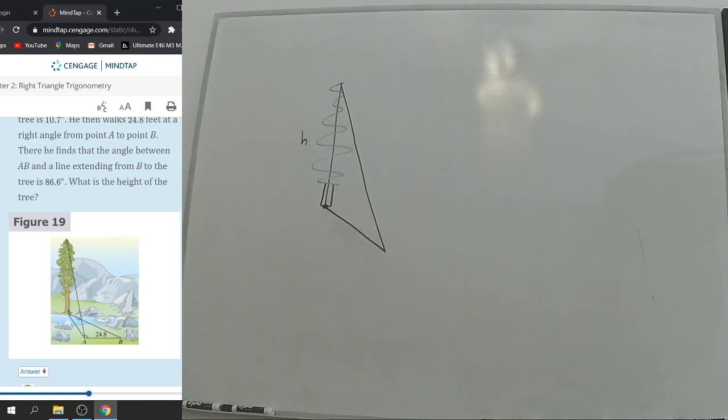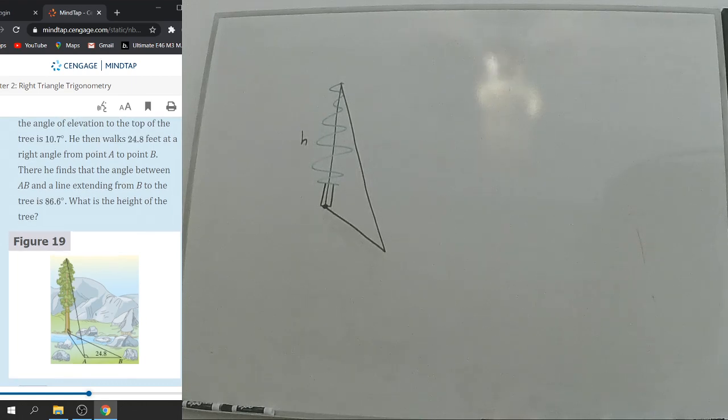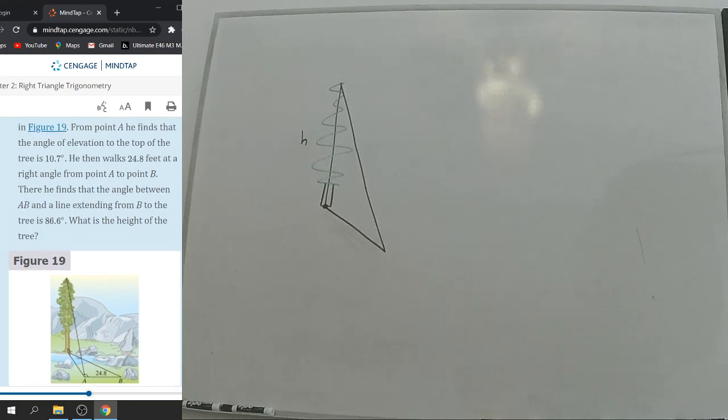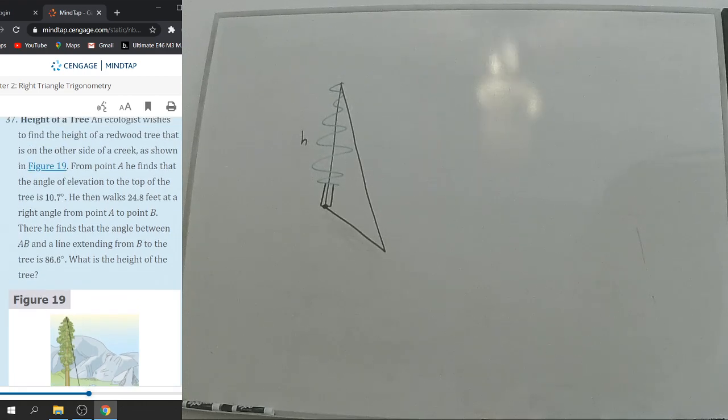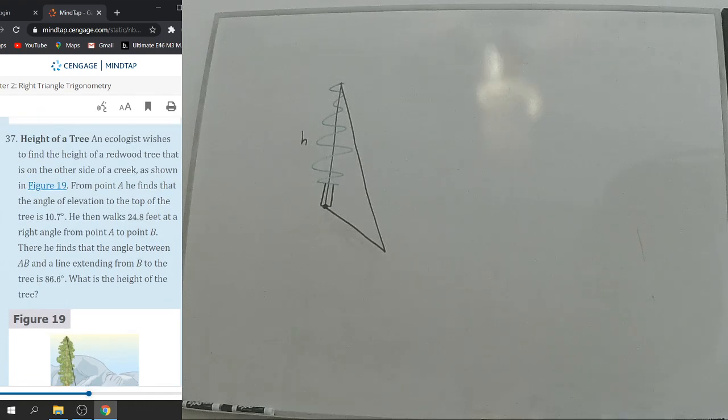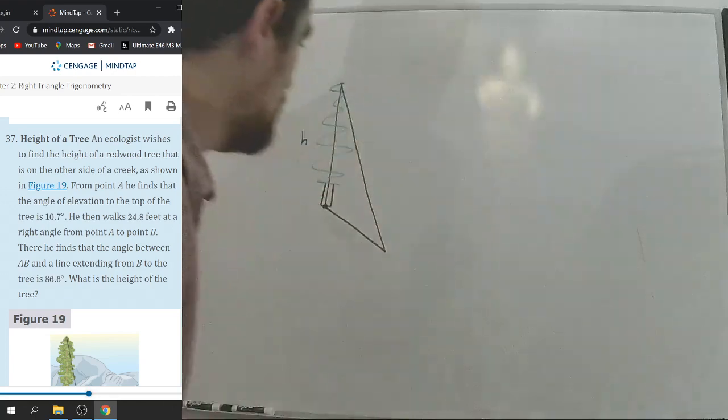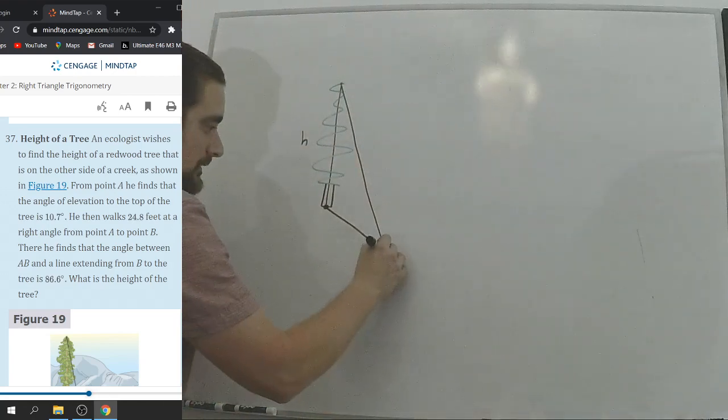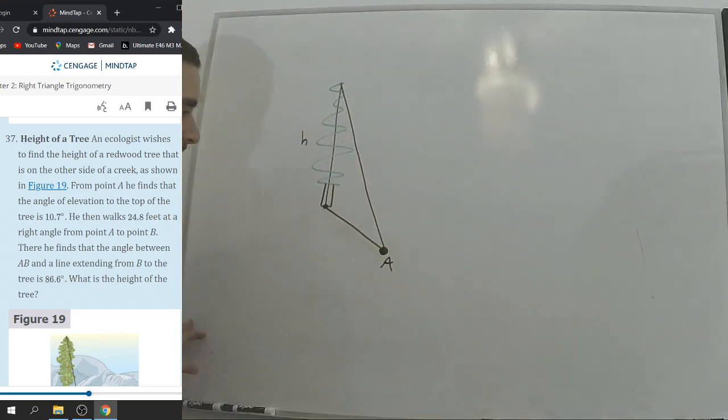Well, you don't need to be on that side of the river to figure out the height of that tree. You don't have to climb that tree with a tape measure or a rope or something like that. That's too dangerous. You can still find the height of that tree just using some trig. So the first sentence is just a little introduction to get the picture started. Point A is where he's standing on the other side of the creek.